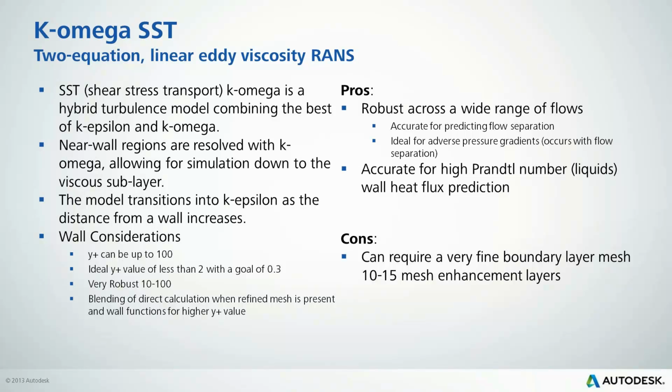Now, going back to the wall considerations, the Y plus value, up to 100 is reasonable. If you were to talk to developers, they would say, ideally you'd want this down to 0.3. But we're finding that it can be very robust in the 10 to 100 range, so you don't need a very, very refined mesh along the wall.